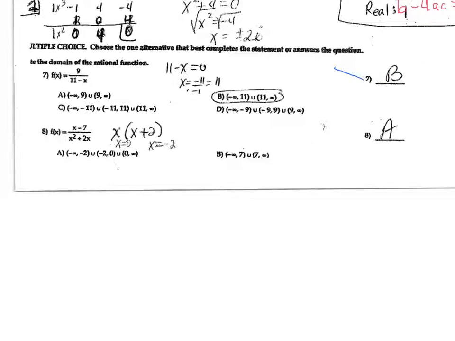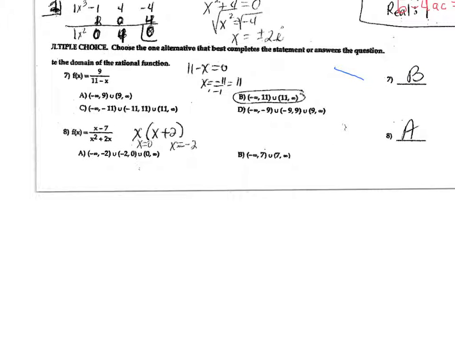The number 7 is B. How do we know it's B? Well, because for the domain, you let the denominator equal 0. x equals 11. And the rule says that the domain is everything except for whatever the vertical asymptote is, which is 11. So it's from negative infinity to 11, and then from 11 to positive infinity, which is B.